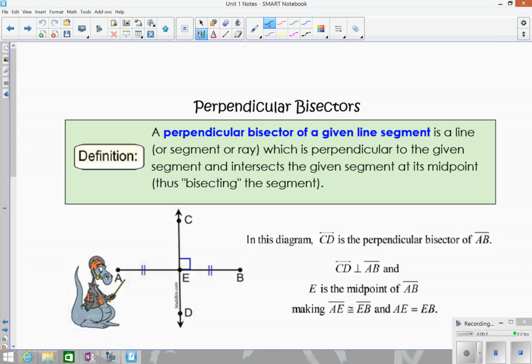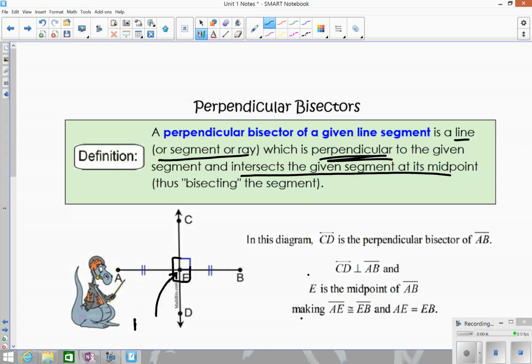So if you look at the picture here, CD would be the perpendicular bisector of segment AB. It's because it's perpendicular and it's bisecting. So it's a line or a segment or ray that has to be perpendicular to the given segment, and it has to intersect at its midpoint so that it's bisecting it. So this point right here, point F, is going to be the midpoint.